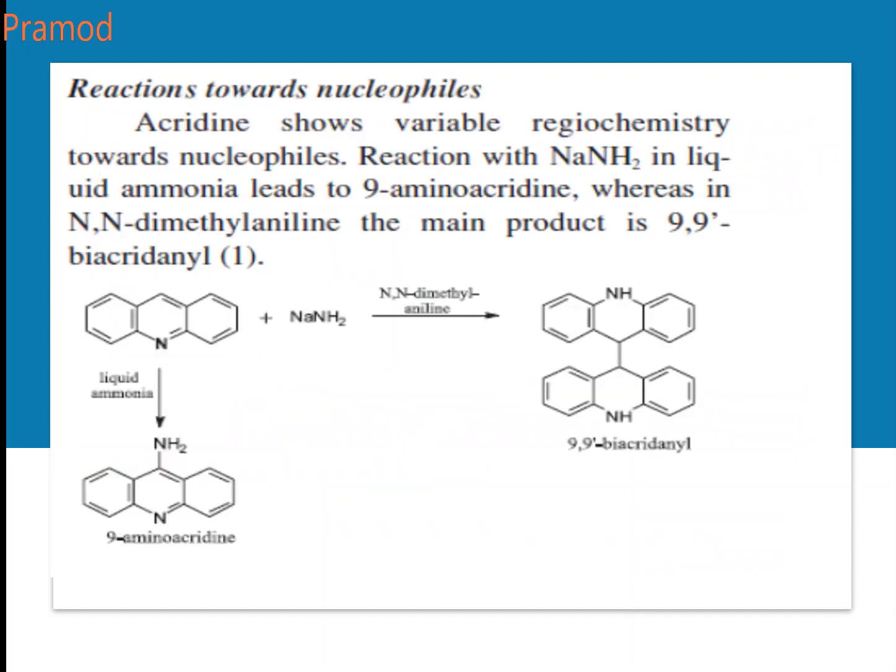Now, reaction with nucleophiles. When you treat it with sodium hydride in presence of N,N-dimethylaniline, you get a bicyclic compound. Whereas when you treat it with liquid ammonia, you get 9-aminoacridine. So depending upon the reagents, you will get different products. You get a biacridyl compound when you treat it with N,N-dimethylaniline, and when you treat it with liquid ammonia and sodamide, you get 9-aminoacridine. So this is the nucleophilic addition reaction that takes place in case of acridine.